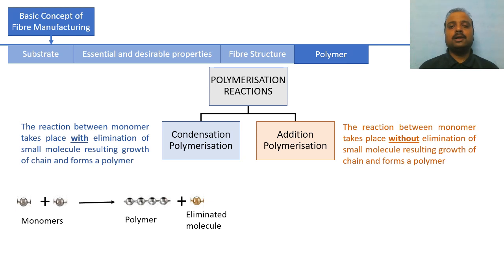Consider you prepared a lemonade. You add water and lemon juice together. Here you haven't produced any byproduct. Both liquids just mixed together. In addition polymerization, no byproduct is produced. All monomers join together as shown in this image.